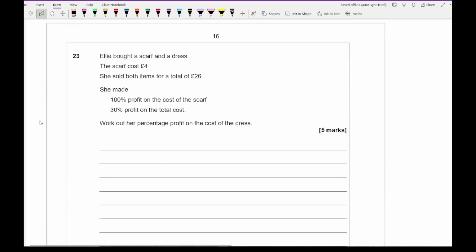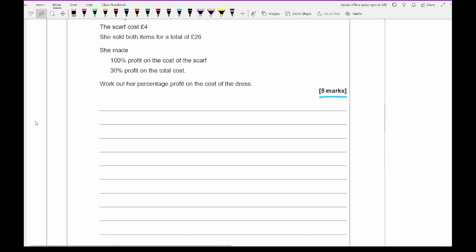Then moving on to question 23, it says that Ellie bought a scarf and a dress. The scarf cost £4. She sold both items for a total of £26. She made 100% profit on the cost of a scarf and 30% profit on the total cost. Work out the percentage profit of the cost of the dress. Now this one is worth 5 marks, so it is going to involve quite a fair bit of work.